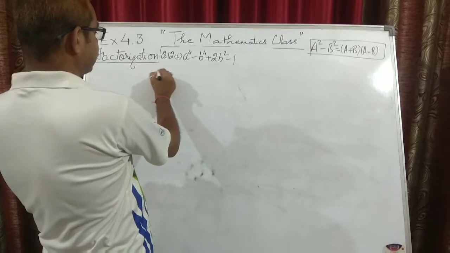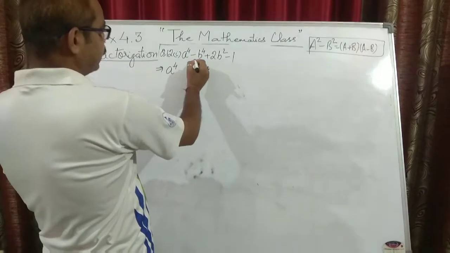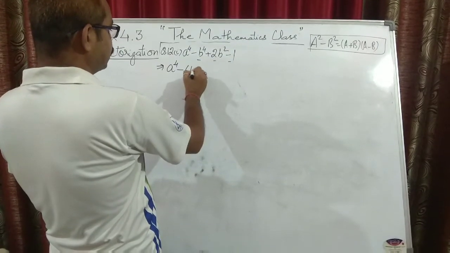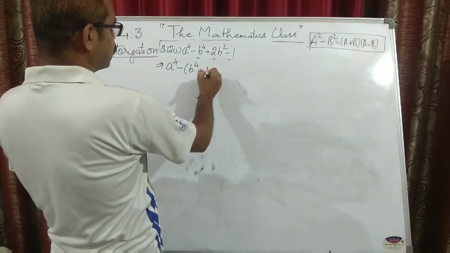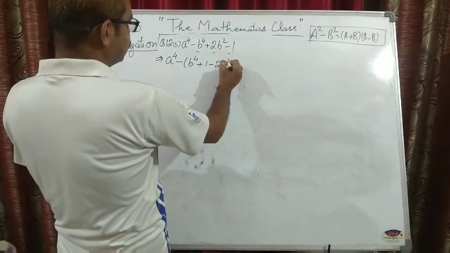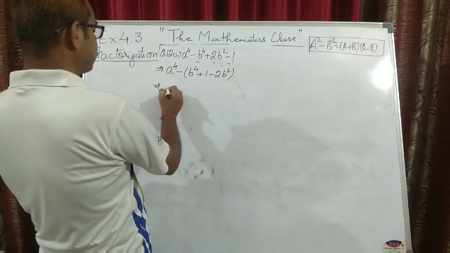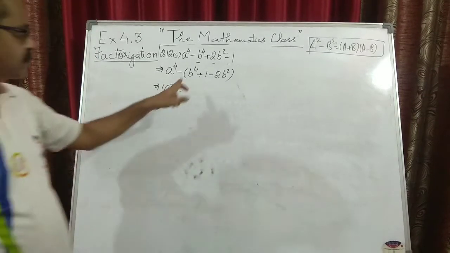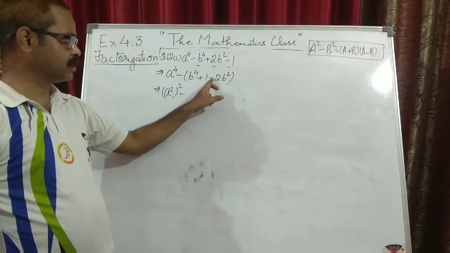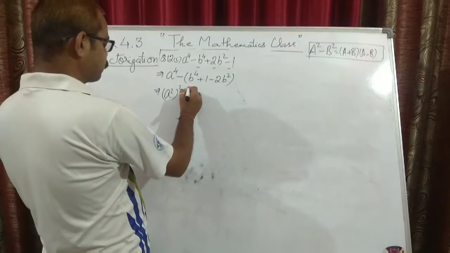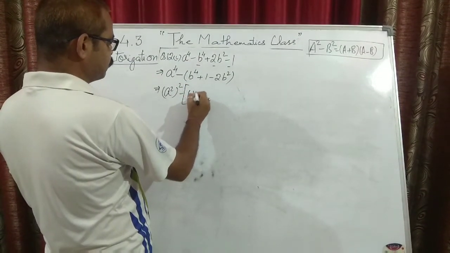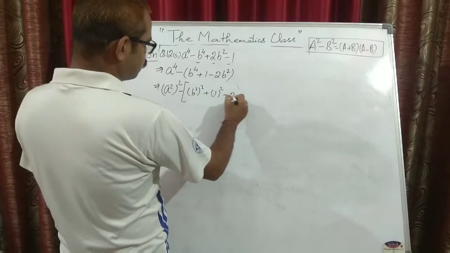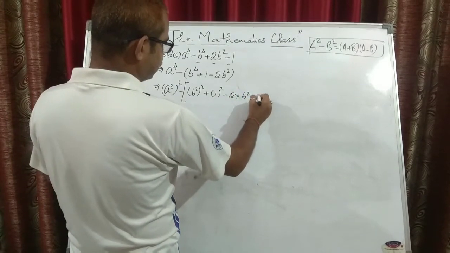In this, what we can do: a to the power 4, if I take minus common from the other three terms, 1, 2, 3, what will be left with me? b to the power 4 plus 1 minus 2b square. a to the power 4 can be written as a square whole square, minus. If you look at this, a square plus b square minus 2ab, this can be written as b square whole square plus 1 square minus 2 times of a, that is b square, and b, that is 1.